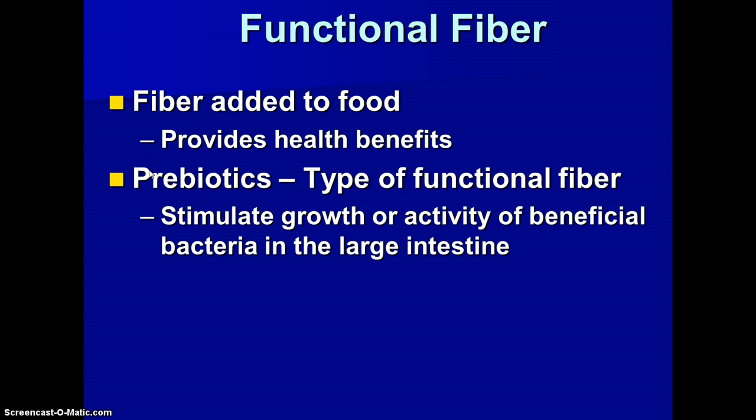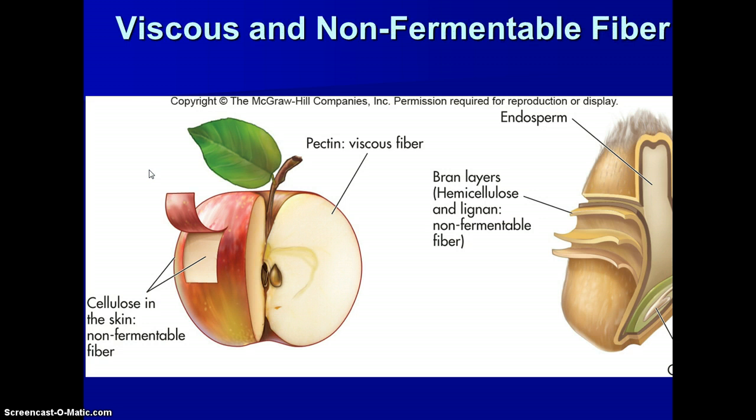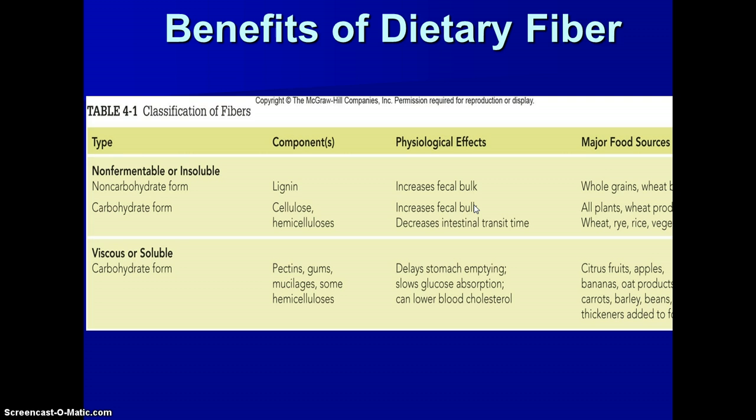And prebiotics are fiber, because that's what those little bacteria guys like to eat. This just gives you an example of what parts of the fruits and the vegetables and the grains are soluble and insoluble. Pectin is a soluble fiber, where cellulose in the skin is not. These outsides of the kernel of wheat are insoluble fibers.